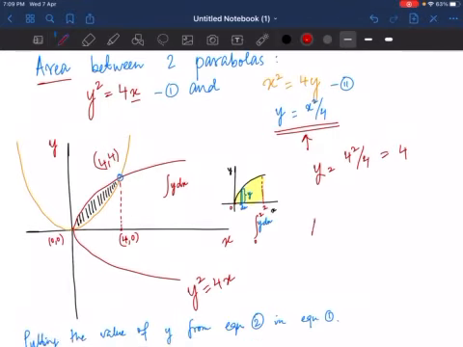So let us write area is equal to integration of, now look at here, it starts from where? 0, and it ends at what? The area is ending at 4. So I will check where the value of x is varying. I will not check where the value of y is varying. I will check where the value of x is varying. So 0 to 4.